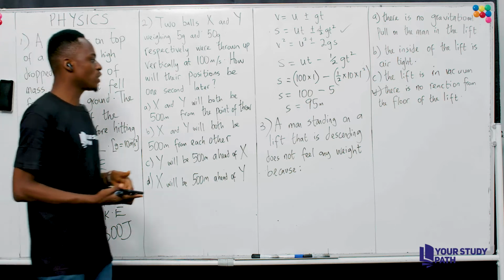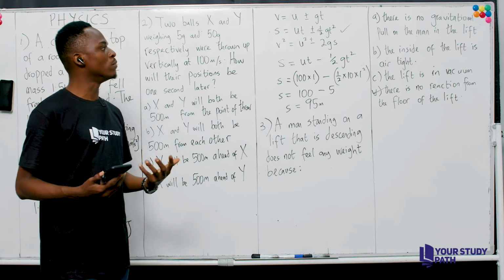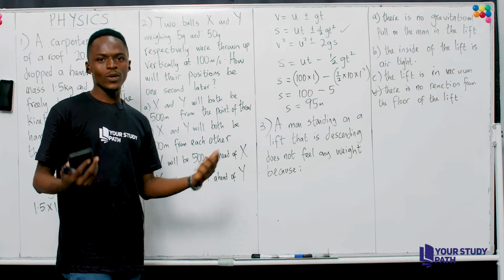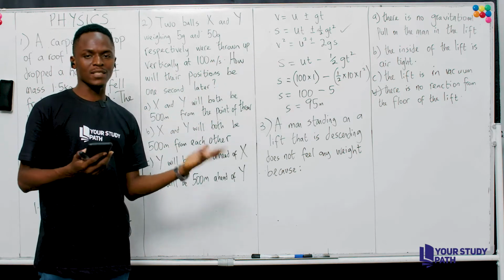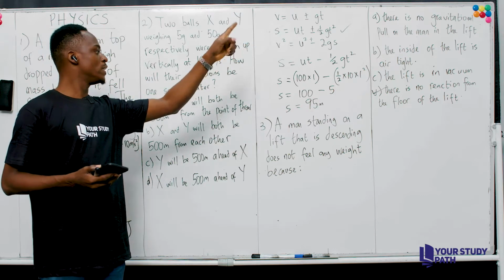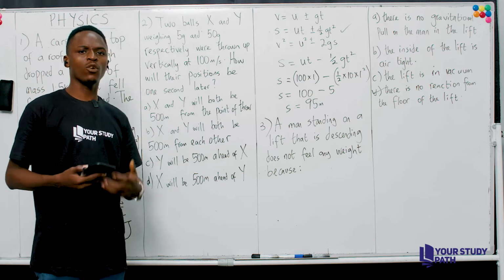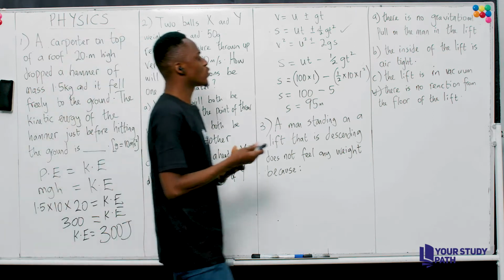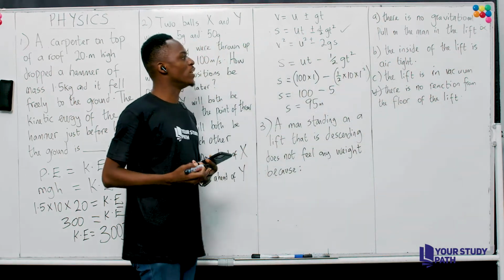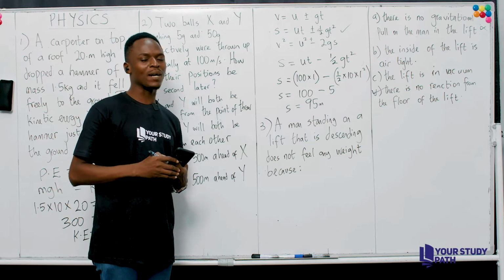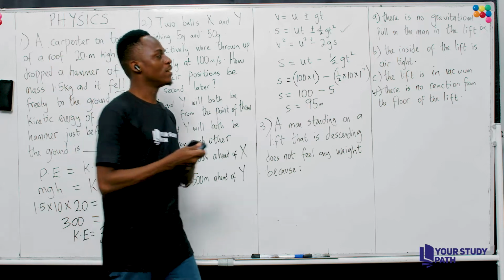And why is this? Check this out. A says there is no gravitational pull on the man in the lift. That's not true. The man is not actually in space where gravity is minimal. Here, there's going to be a gravitational pull on the man. Acceleration due to gravity will always act on anything moving downwards. So this cannot be the answer. The inside of the lift is airtight. Then you ask yourself, how is the man breathing if the inside of the lift is airtight? So that is not going to be something to consider.